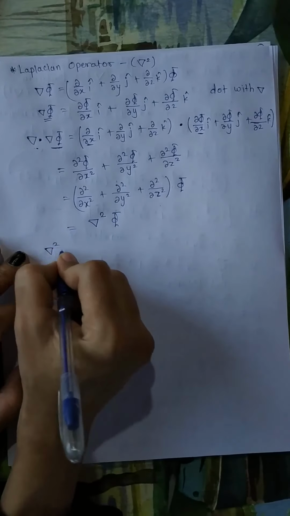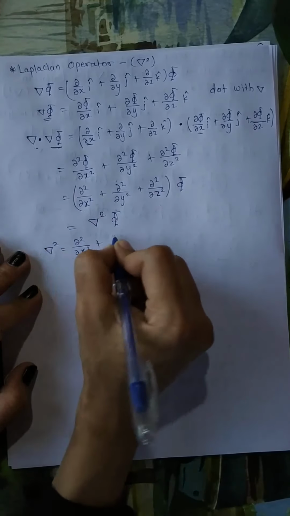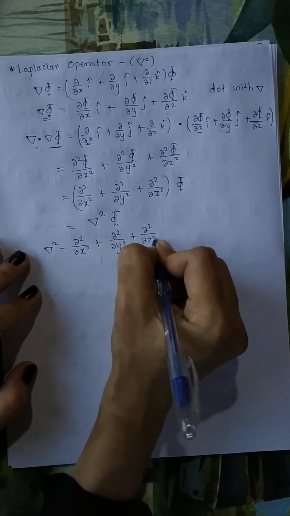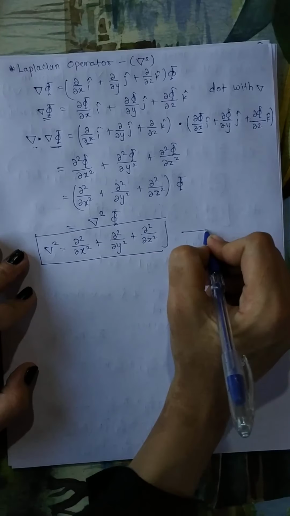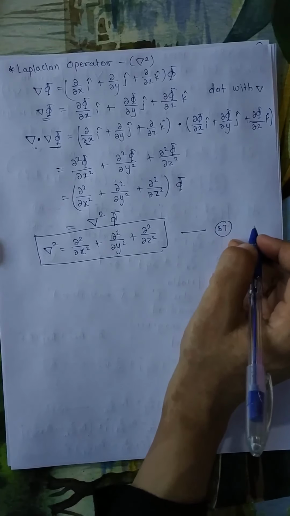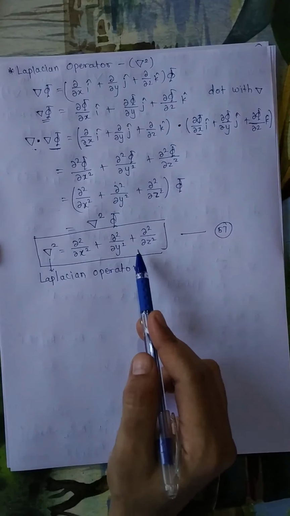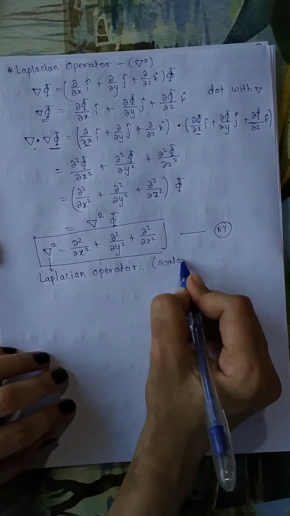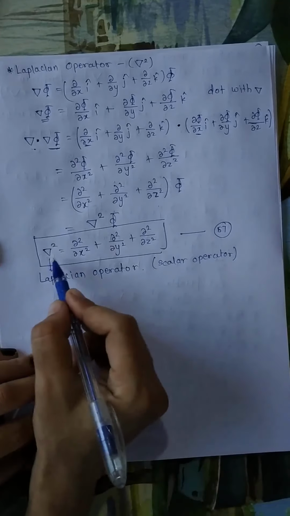What is your del square? It is nothing but ∂²/∂x² + ∂²/∂y² + ∂²/∂z², and this is known as the Laplacian operator or Laplace. So del square is called a Laplacian operator. And since there is no i cap, j cap, k cap, it is a scalar operator. So the Laplacian operator is always called a scalar operator, since it is the dot product of del with del.